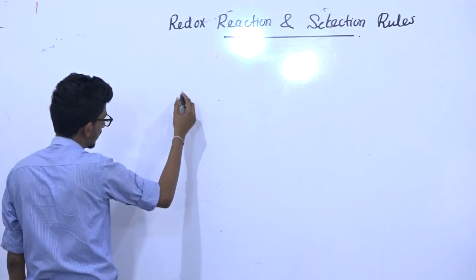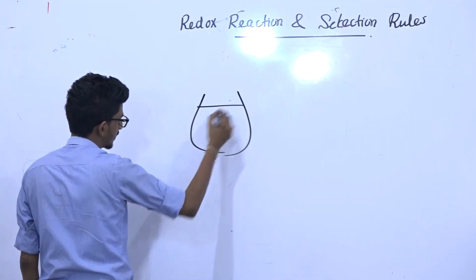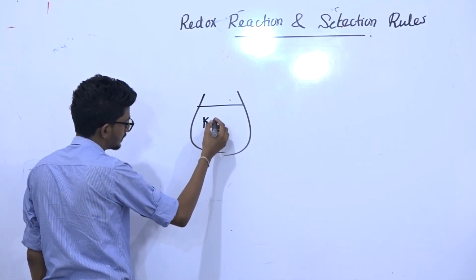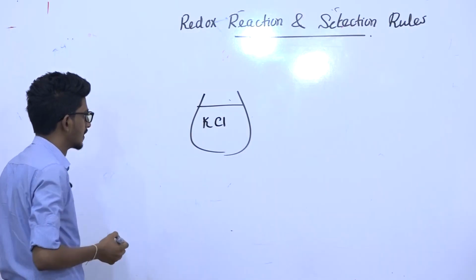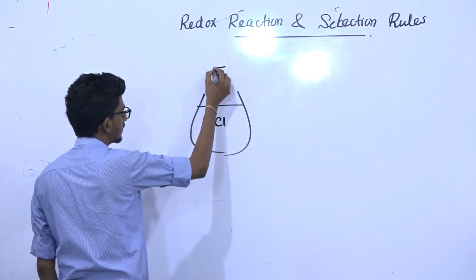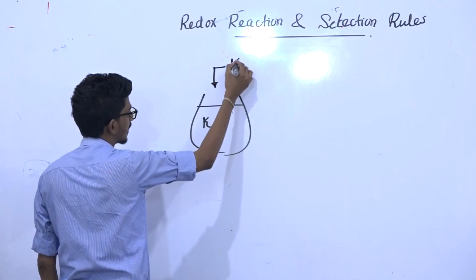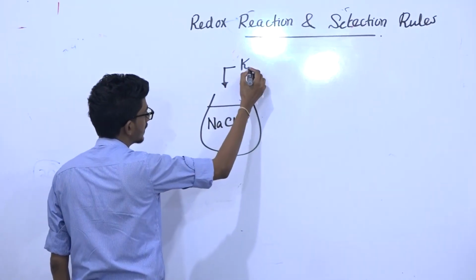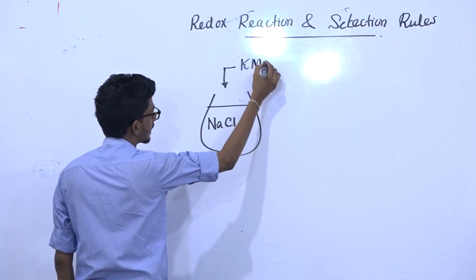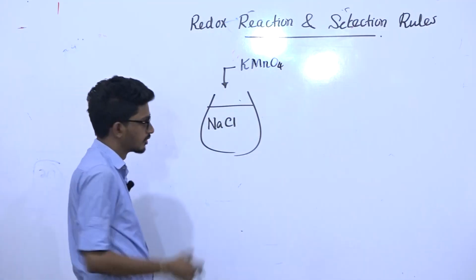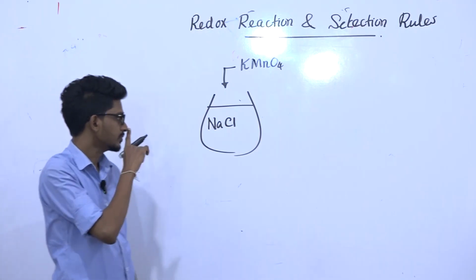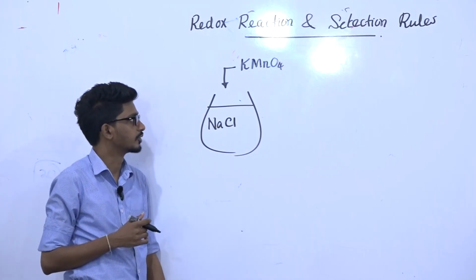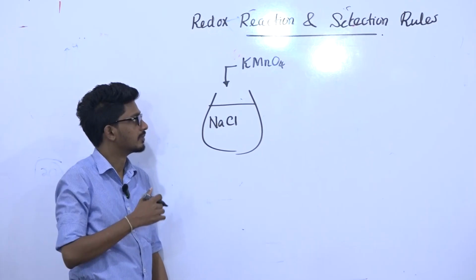Say that you have a solution containing, let us say, sodium chloride, and you are adding potassium permanganate to this solution. Now we should be able to come up with the correct redox reaction when sodium chloride is to react with potassium permanganate.